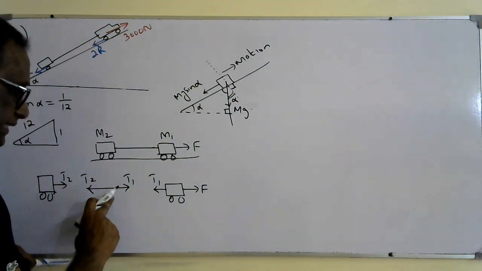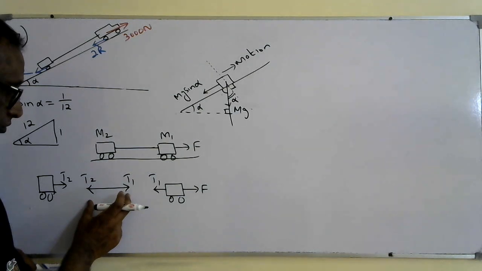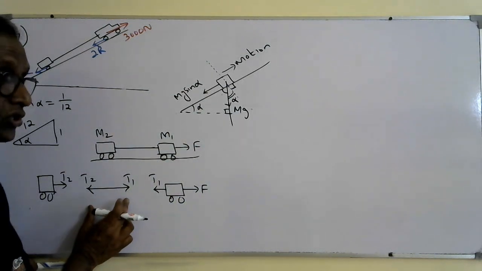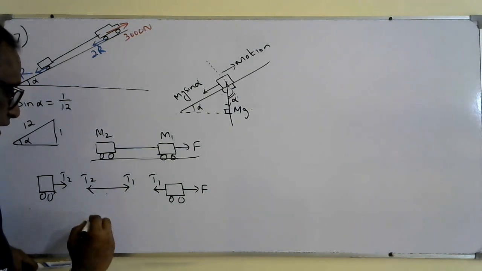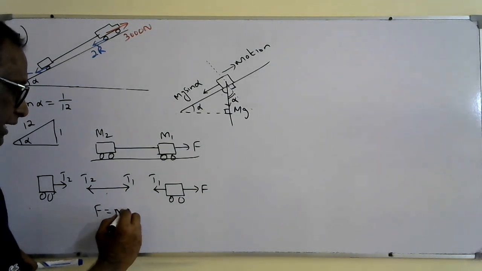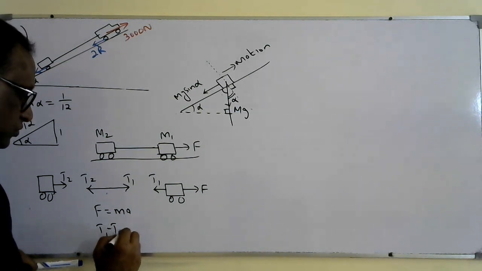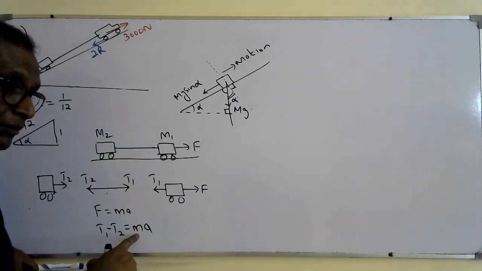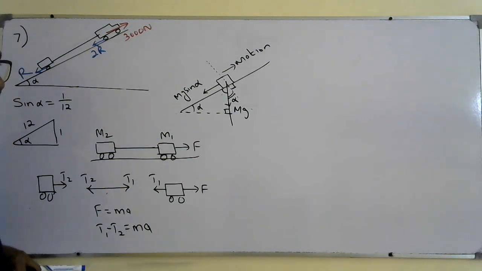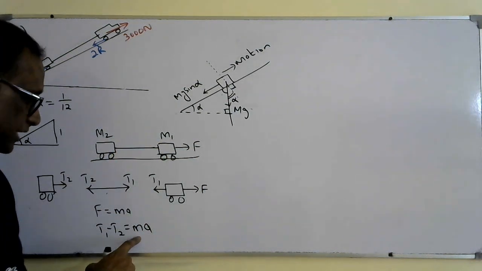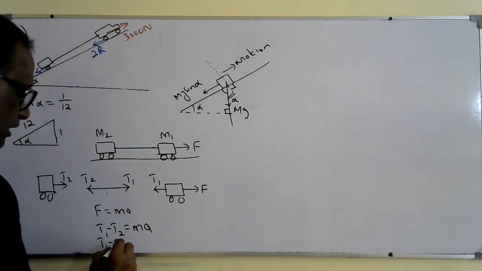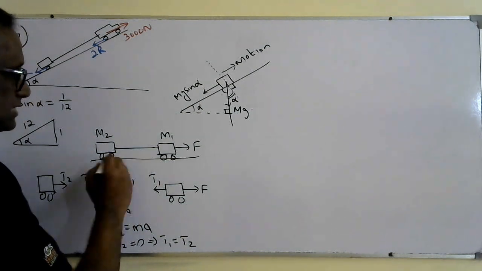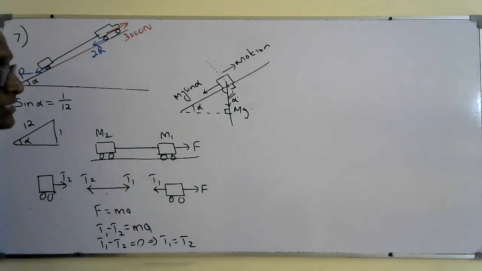T1 and T2 will be different if the rod has a mass. But if it is light, we consider the rod now. When the trolleys are accelerating, the rod is also accelerating. So for the rod, if I use F equals ma, T1 minus T2 equals ma, if it has a mass. But if I say m equals 0, that's the reason in your syllabus they say light rod. m equals 0 means T1 minus T2 equals 0, then T1 equals T2. That means the tensions will be the same at all points of the rod.